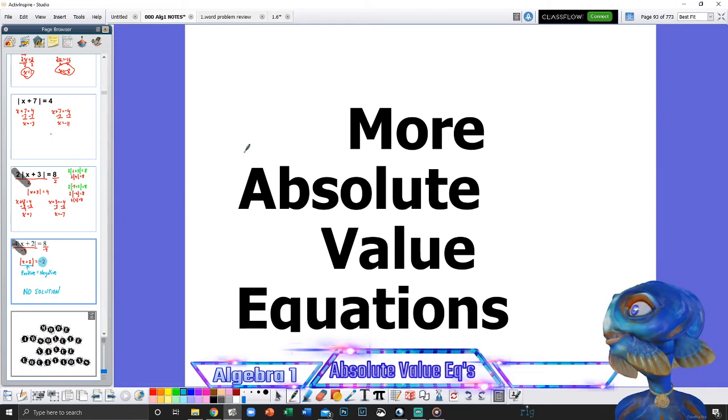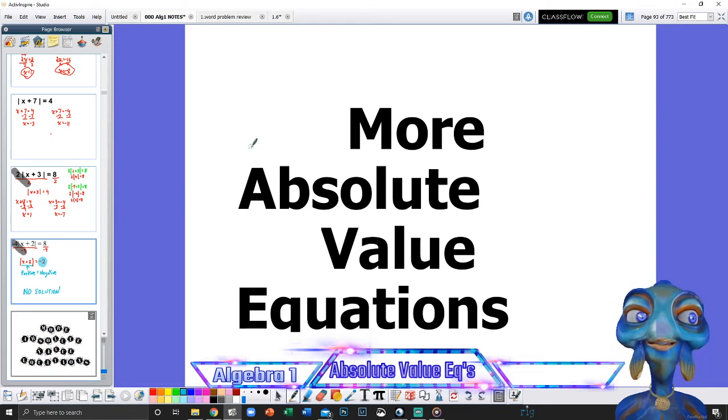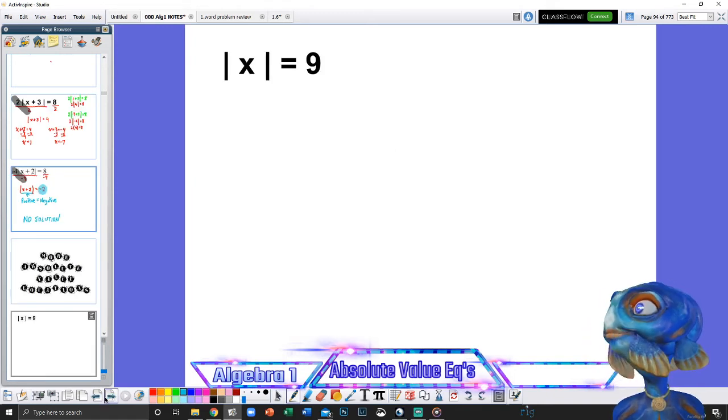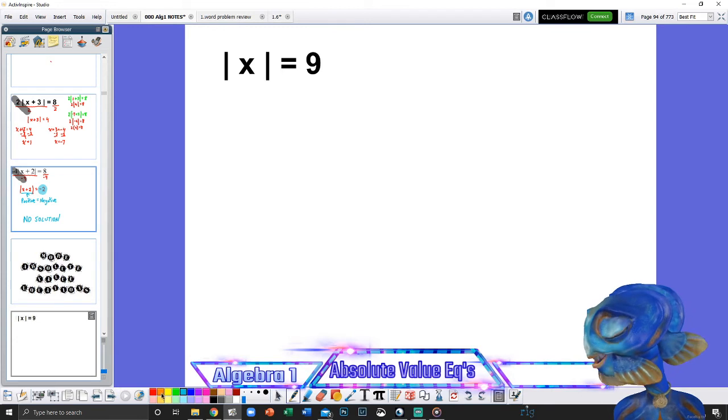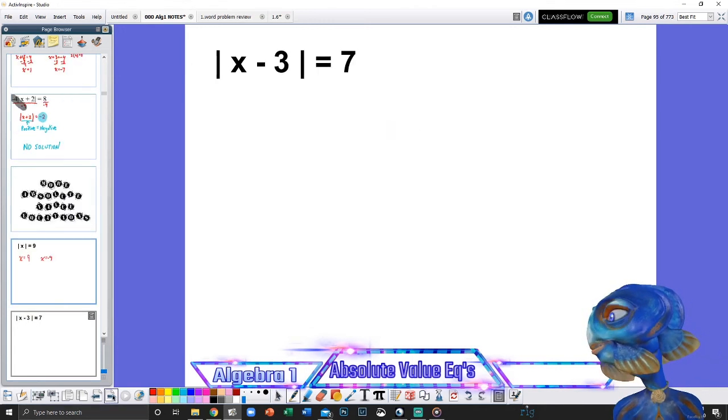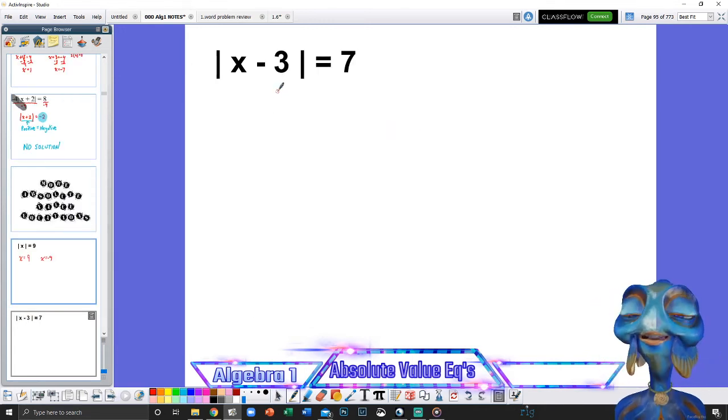All right, so let's do some more examples right now. You go ahead, give this one a shot, see what you get. All right, hopefully you had it already. X equals 9 and x equals -9. Super easy, yes. Okay, you give this one a shot.